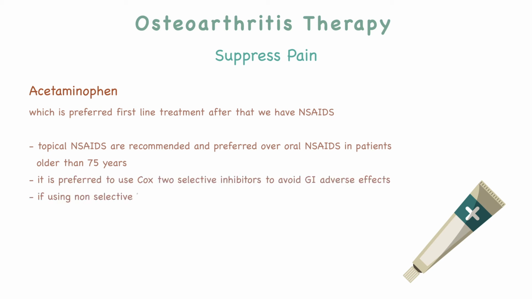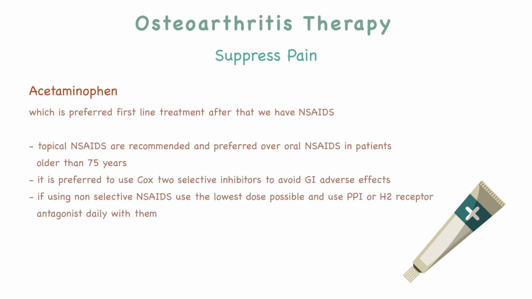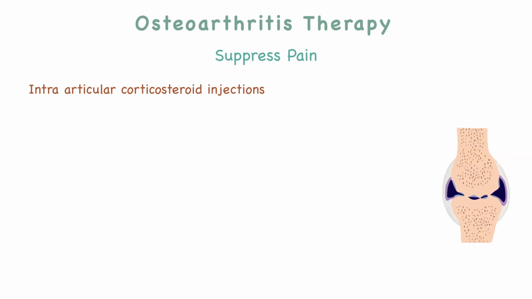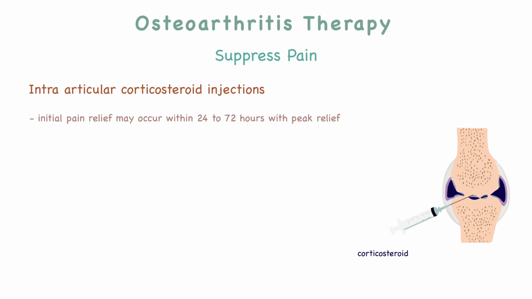If using non-selective NSAIDs, then we should use the lowest possible dose and use a PPI or H2 receptor antagonist with them. After that, we have intra-articular corticosteroid injection, which is recommended when analgesia of acetaminophen and NSAIDs is suboptimal. Initial pain relief may occur within 24 to 72 hours, with peak relief occurring after 7 to 10 days and lasting 4 to 8 weeks.